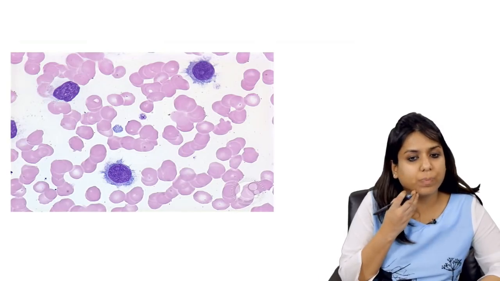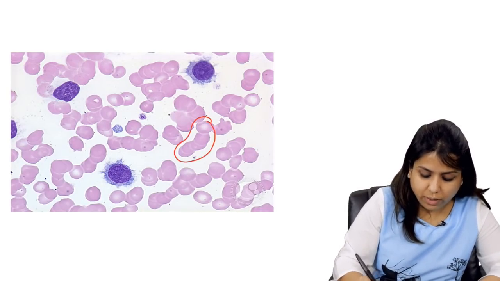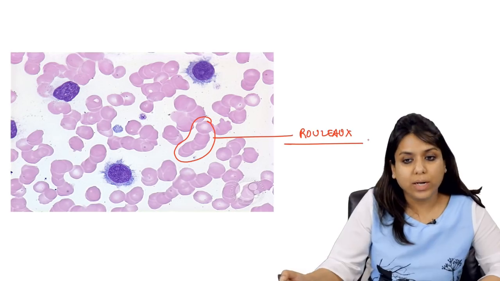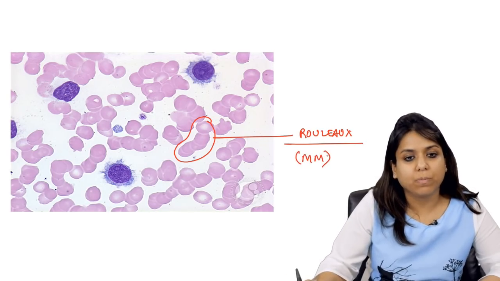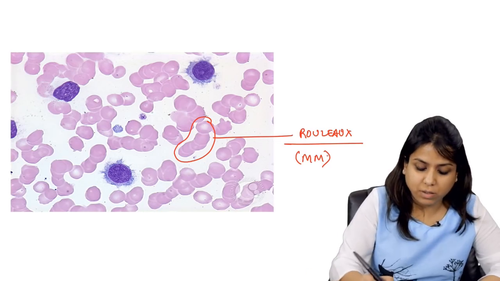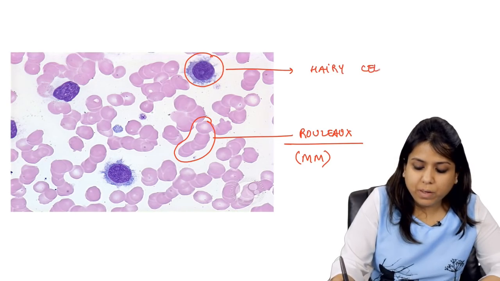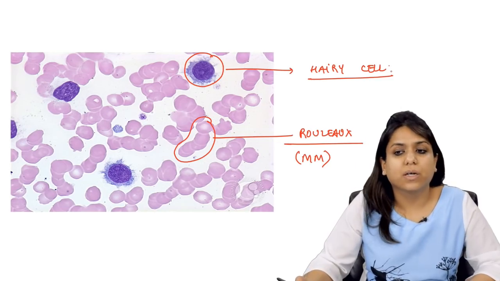In this image, peripheral smear, I can identify two things. One, these RBCs arranged one after another. This is called as rouleau. Rouleau is a characteristic feature of multiple myeloma. And this is a hairy cell. Can you people appreciate hair-like projections in the cell? So this is a hairy cell.